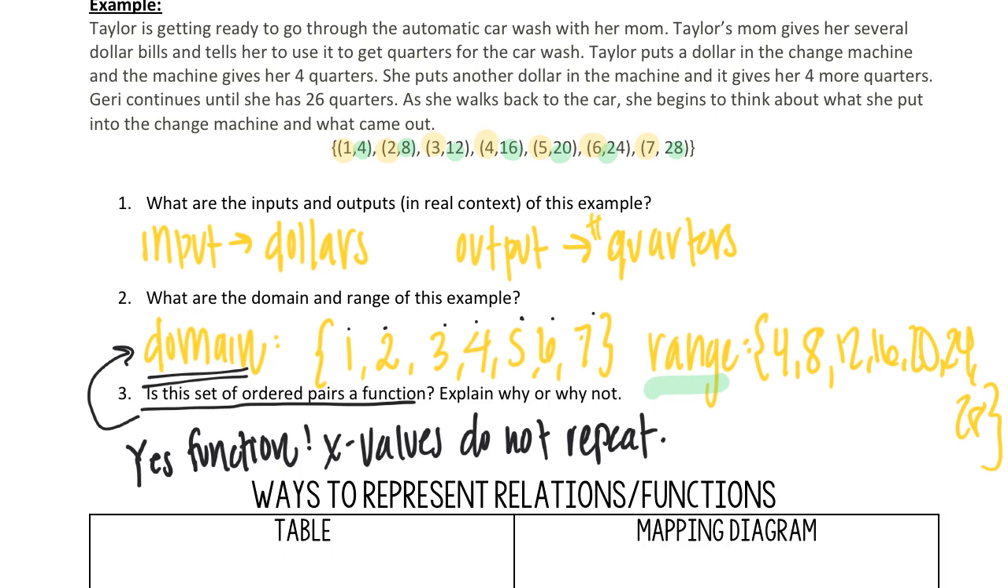Now I want to make sure you understand why it's a function. If you put in $1, you're not going to get anything other than 4 quarters. If, on the other hand, you put in $1 and you got 4 quarters or 8 quarters, that would not be a function. But because every input has a unique output, that is why it's a function.